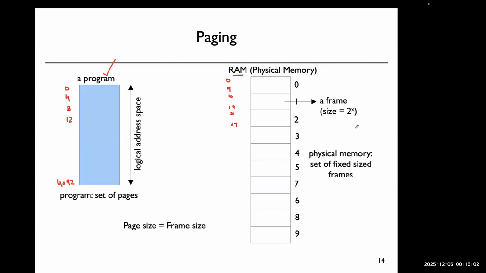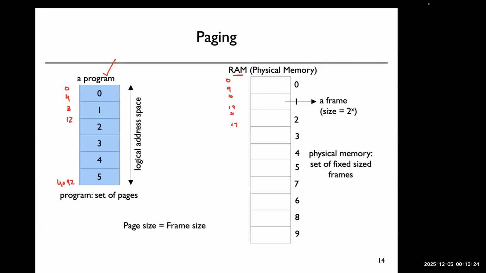Each of these blocks is referred to as a frame, and typically its size is a power of 2. In most systems, by default, the frame size is 4 kilobytes. So physical memory is a set of fixed size frames. You divide the physical memory into a set of fixed size frames.